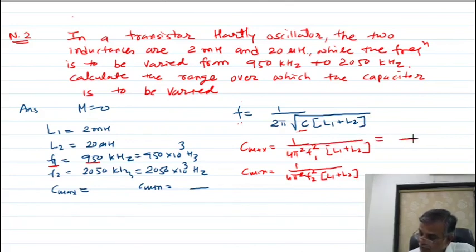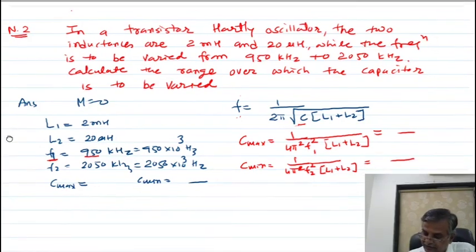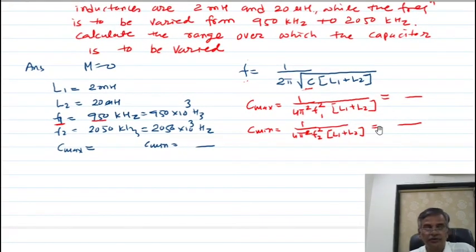So you have to calculate yourself, and remember I'll put on the quiz section of the Moodle lecture what is the value of C max and C minimum in numerical number 2. Okay, it's a very simple numerical.